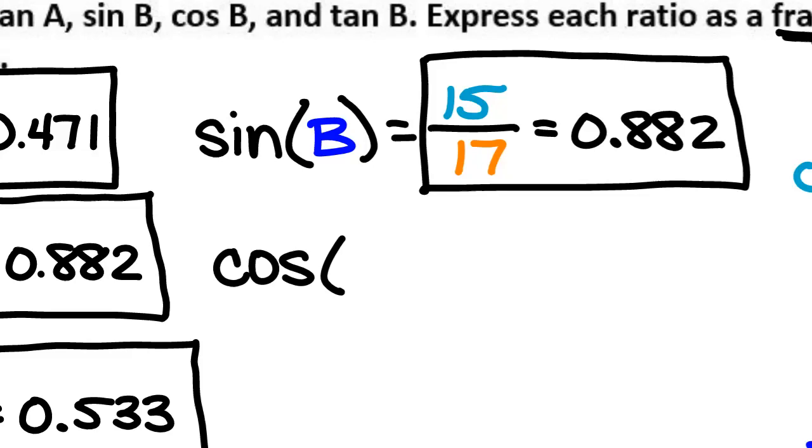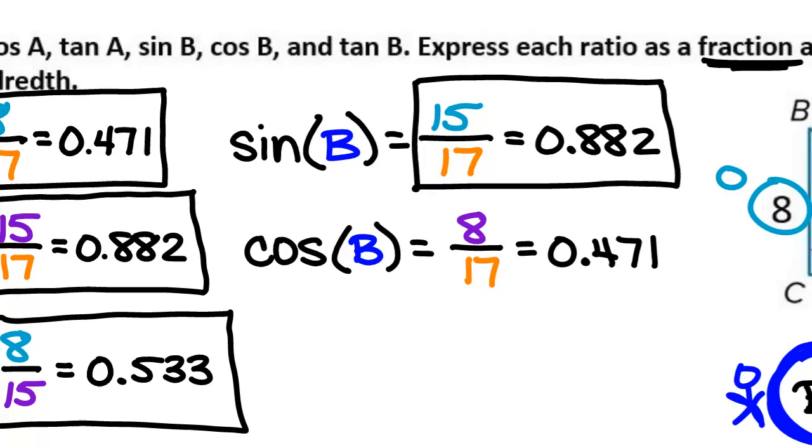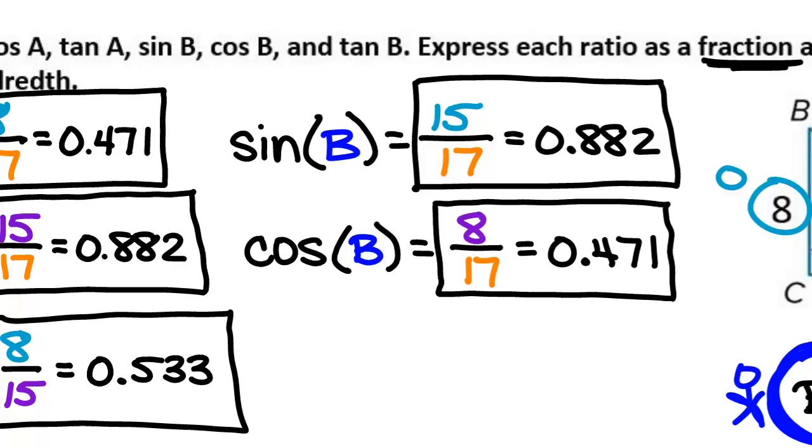Cosine for angle B, adjacent over hypotenuse. When I'm standing at angle B, my adjacent side is now 8. The hypotenuse is 17 still. That's exactly the same as sine of angle A. So 0.471 when I put that in my calculator. And again, I'm just putting the fraction in my calculator. I'm dividing the 8 and the 17.